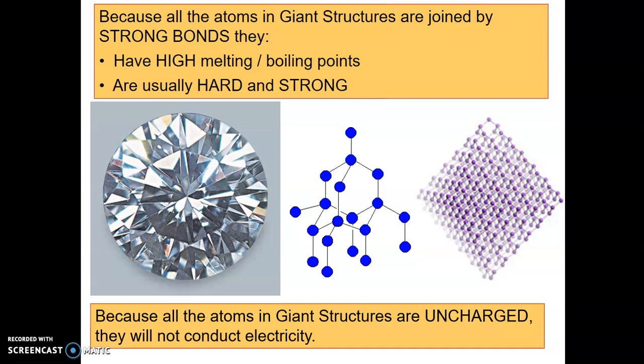Diamond, as you remember if you look at the fact book, is a very hard substance because all the carbons are bonded to 4 other carbons. And it does not conduct electricity because there are no free electrons. All the electrons are being shared to create the 4 bonds with each of the other carbon atoms. So it does not conduct electricity.